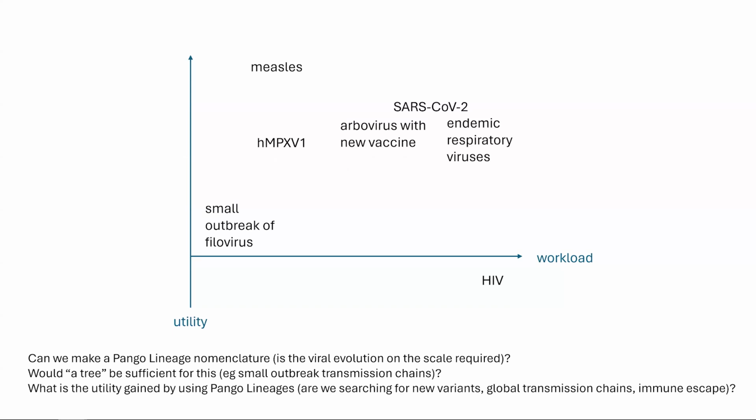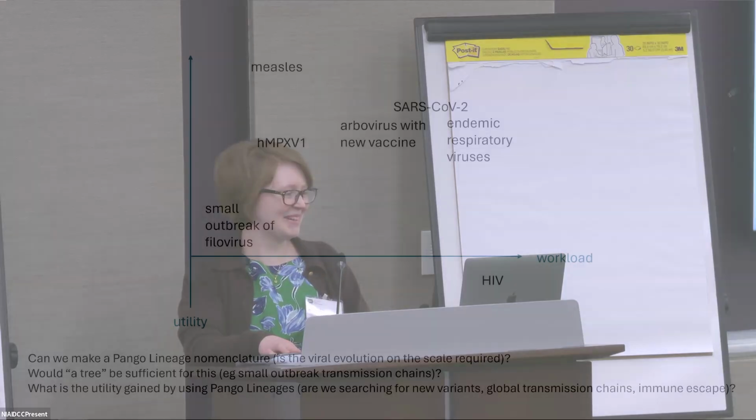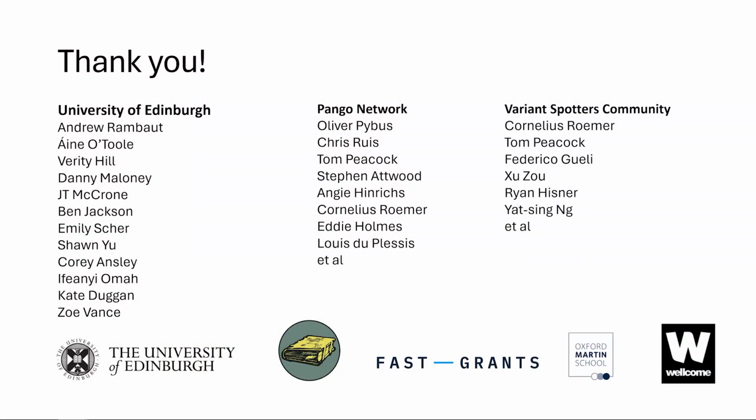And I'd like to end with this very unscientific schematic of where we might consider different categories of viruses to sit in terms of the relative utility and workload associated with maintaining a Pango nomenclature. And I think if you're considering it, you need to ask 3 questions. Can we make it? Is the viral evolution on the scale required? Would just a tree be sufficient for a small outbreak? That might be true. What's the utility gained by using a Pango lineage nomenclature? Are we searching for new variants, global transmission chains, or immune escape? And I'm happy to talk about this slide with other people if they want to later, but because I'm out of time, thank you to everybody for listening.